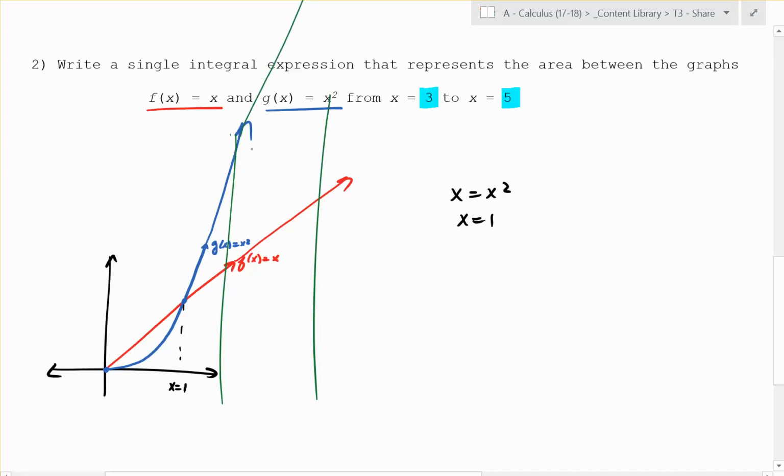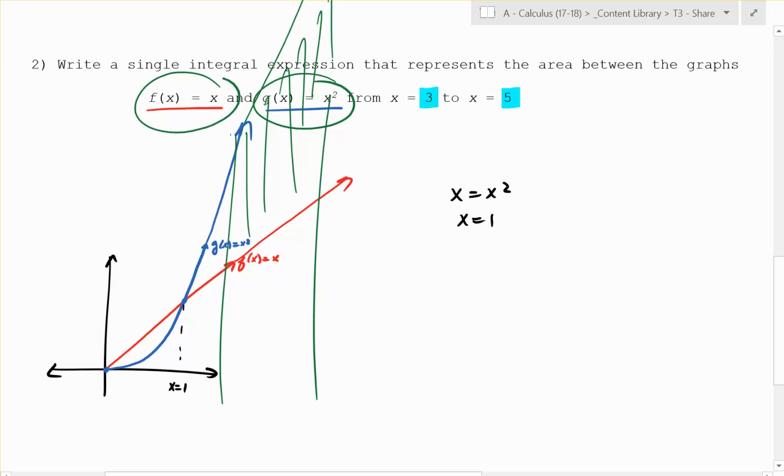So what region are we looking at? We're looking at this region right there. So what's the upper function? The upper function is going to be g of x, and the lower function is going to be f of x. It's getting a little busy in there, but do you see that region right there, from x equals 3 to x equals 5? Remember, it's not perfectly to scale, but we just wanted to make sure the blue function's on top.